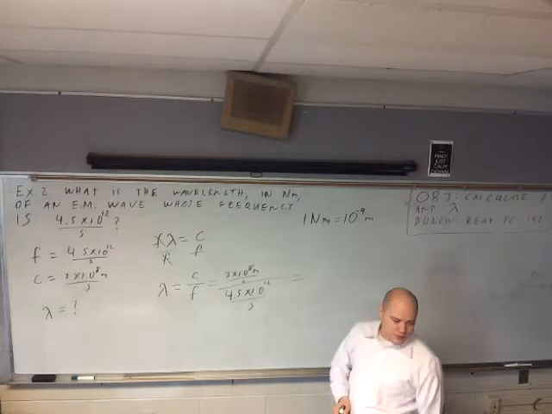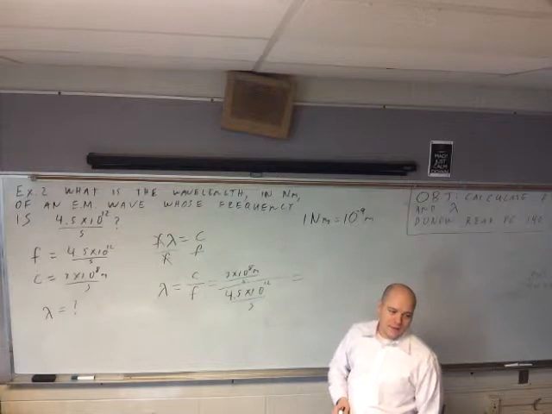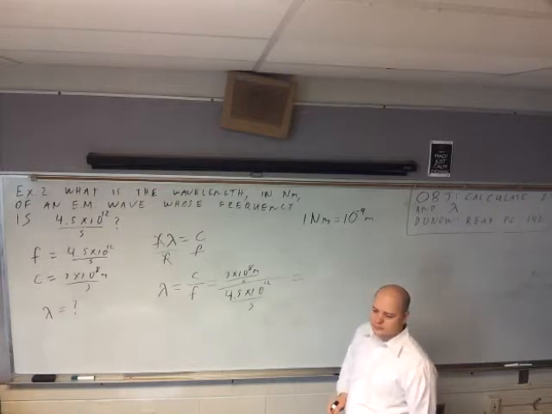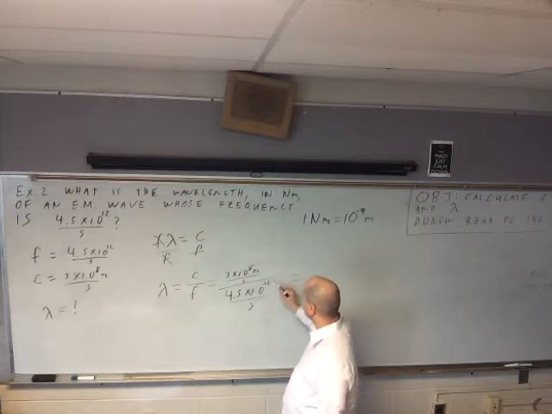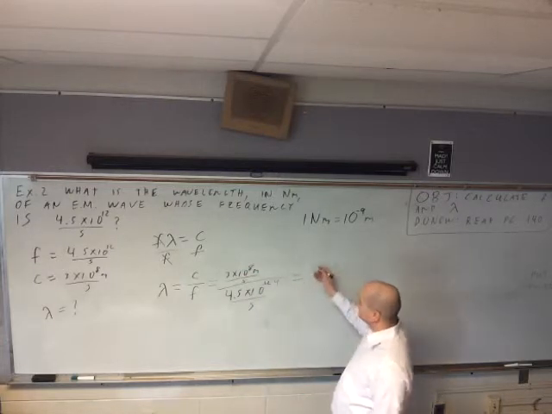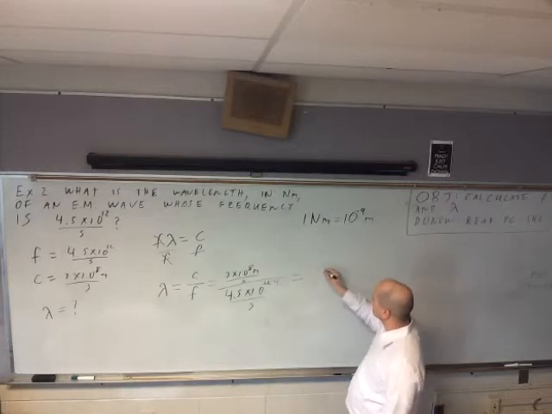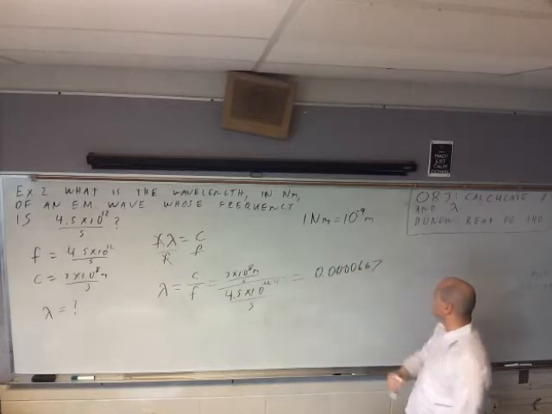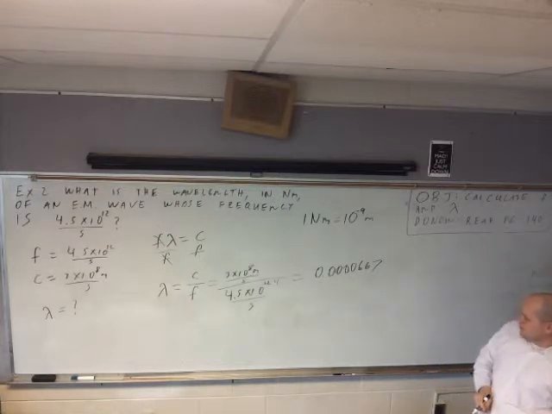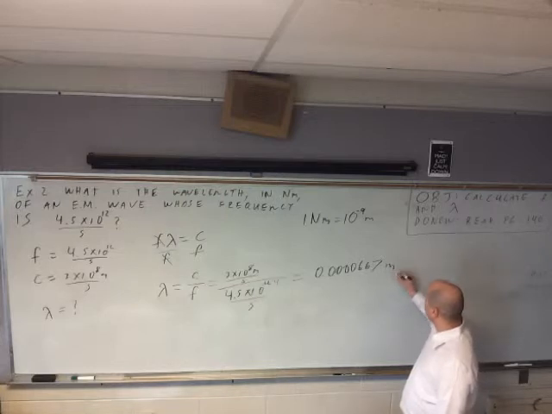We just need to know what the exponent is going to be. Who's got an answer? You guys are killing me here. All right, 8 minus 12, this becomes a negative 4. So it's 0.66666 times 10 to the negative 4, which would be 0.00000667. Yeah, that looks good, and that's going to be meters.